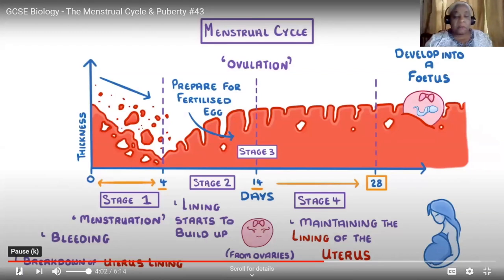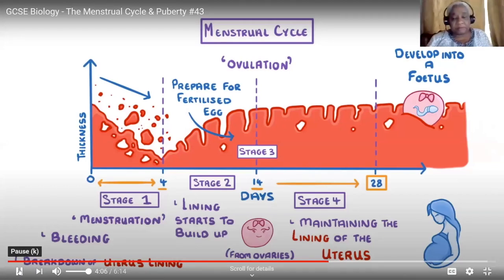This is why one of the signs that pregnancy has occurred is when a period stops. Sometimes it's the first time a woman would realize that she is pregnant because she's no longer having a period. And that's because the lining wall isn't being shed. It's there with an implanted, fertilized egg.